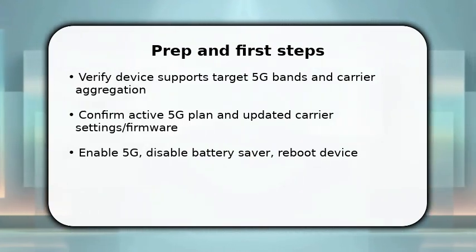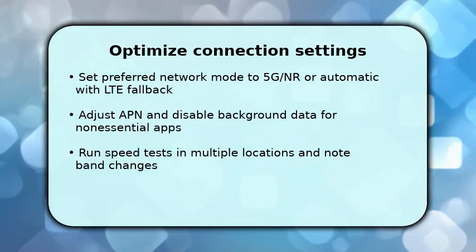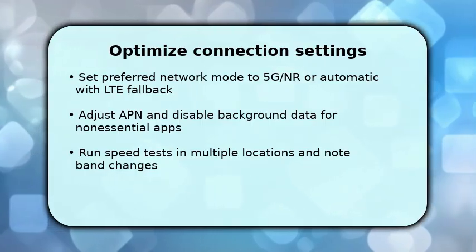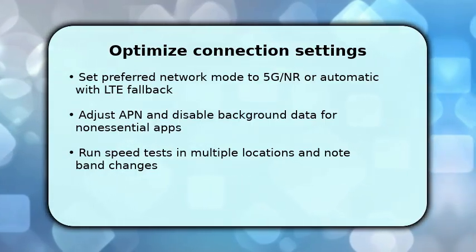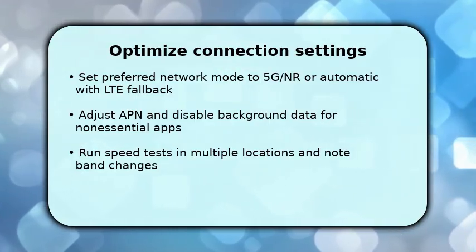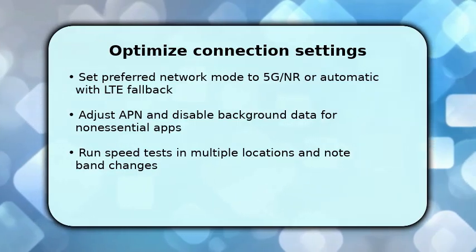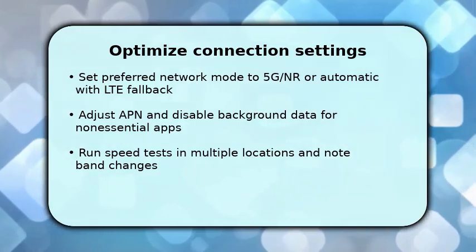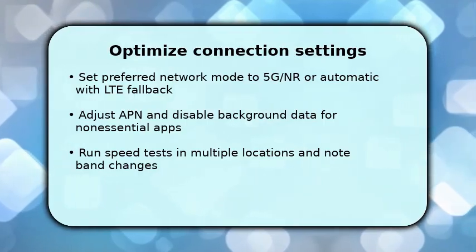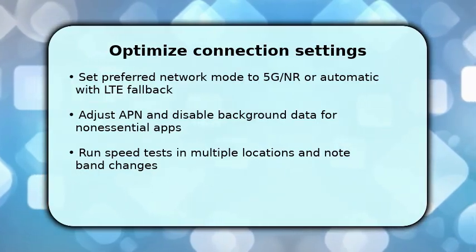Now you optimize the connection. Set the preferred network mode to 5G/NR with LTE fallback so your device picks the fastest available cell. Make targeted APN tweaks only if your carrier recommends them, and restrict background data for heavy apps so they don't steal bandwidth. Run controlled speed tests in several spots. Note time of day and band or cell ID if visible. If available, test with a second 5G device to isolate device versus network problems.